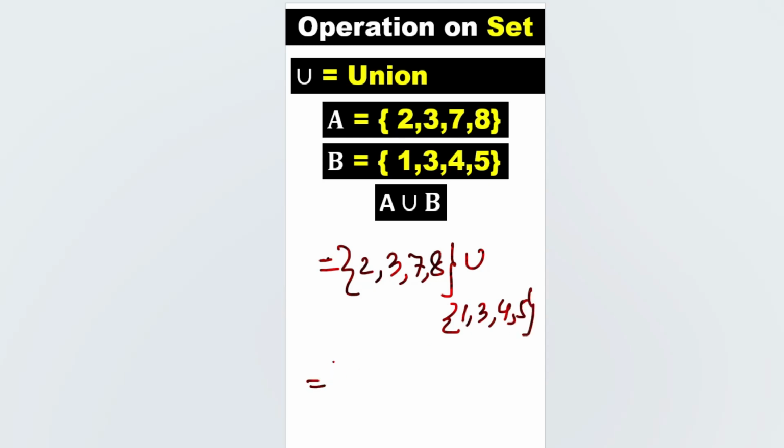Union means common, uncommon, everything will be in the set. So what will the answer be? Here is 2, here is 1. So in sequence we can write 1, 2, 3, 4, but there is no 6, so then 5, 7 and 8. This is the answer. It means everything from A and B will be in the set. This is the union of sets.